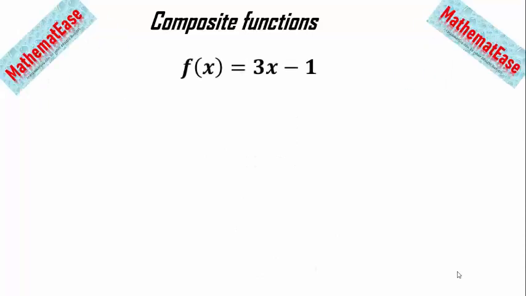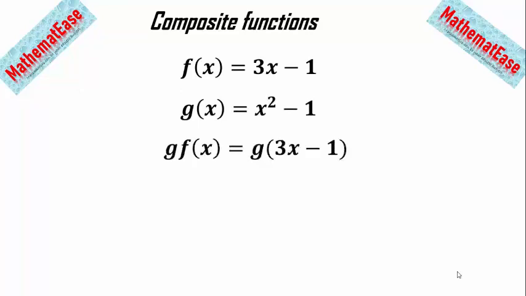Now more on the question. F of x equal to 3x minus 1, g of x equal to x squared minus 1. Now, what I'm dealing with here is g of f of x. Remember that f of x is equal to 3x minus 1. So I want to embed that one inside g of x. Now, that will be g of 3x minus 1, which eventually give me 3x minus 1 all square minus 1.